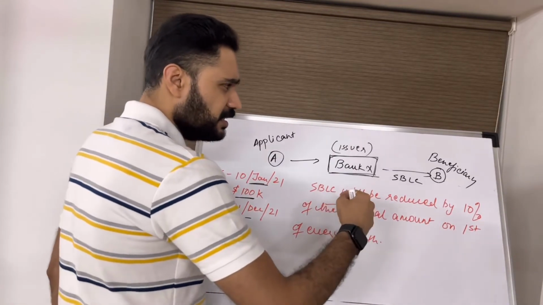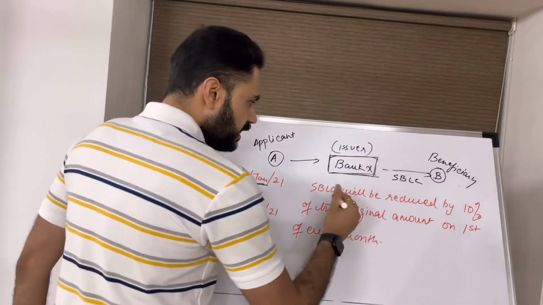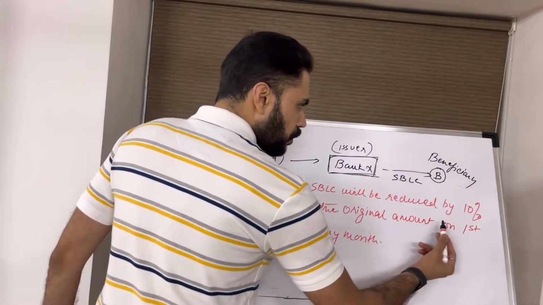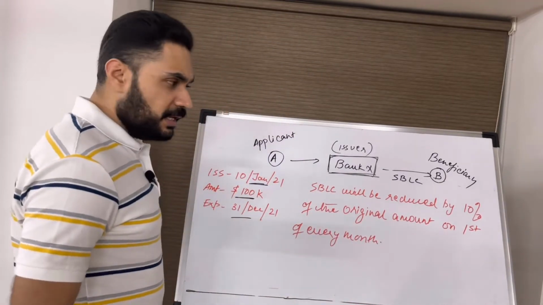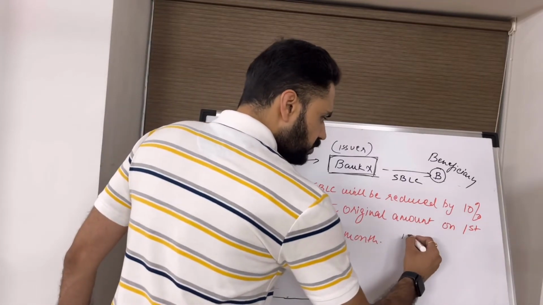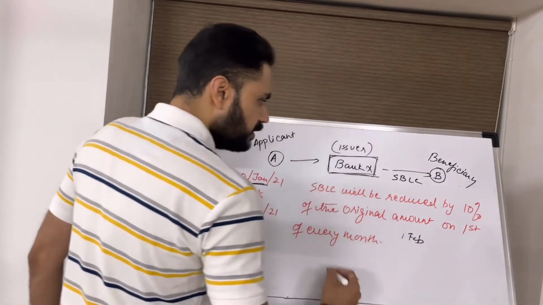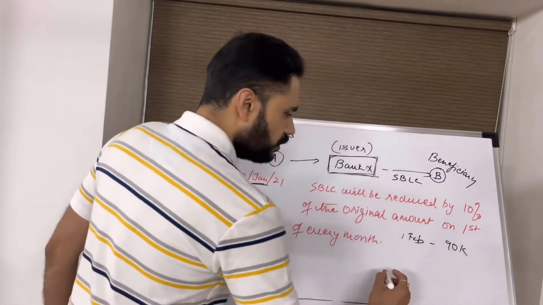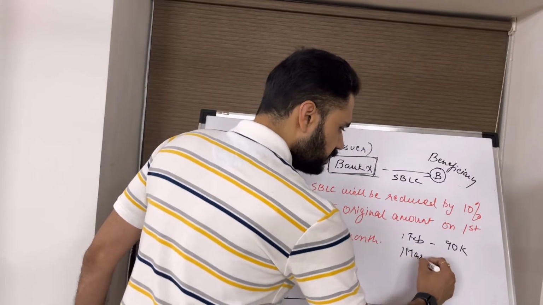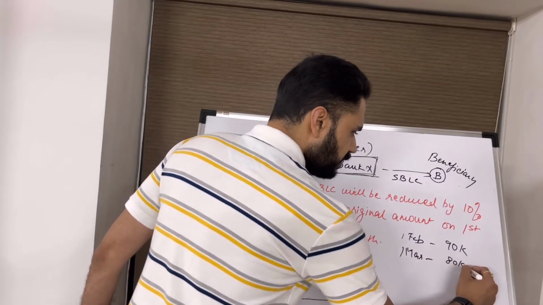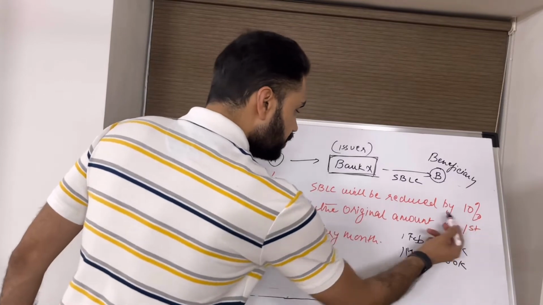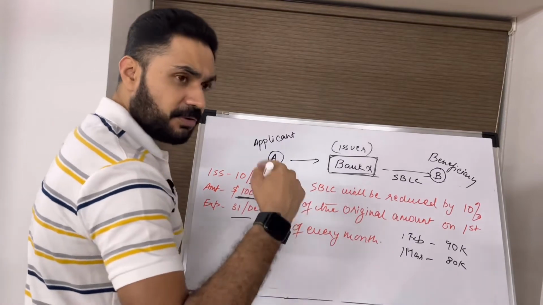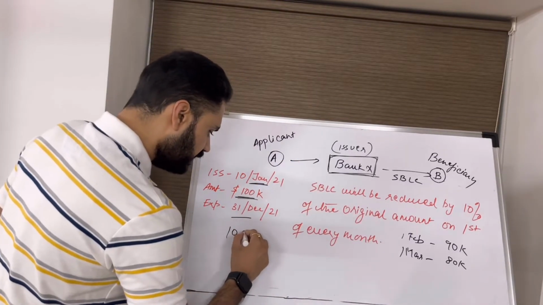Now this clause is with respect to the amount. It says SBLC will be reduced by 10% of the original amount on 1st of every month. So this means on 1st of Feb, the available amount under the undertaking will be 90,000. On 1st of March, it will be 80,000, because it will be reduced by 10% of the original amount. Original amount was 100,000. So every month, on every first, it will be reduced by $10,000.